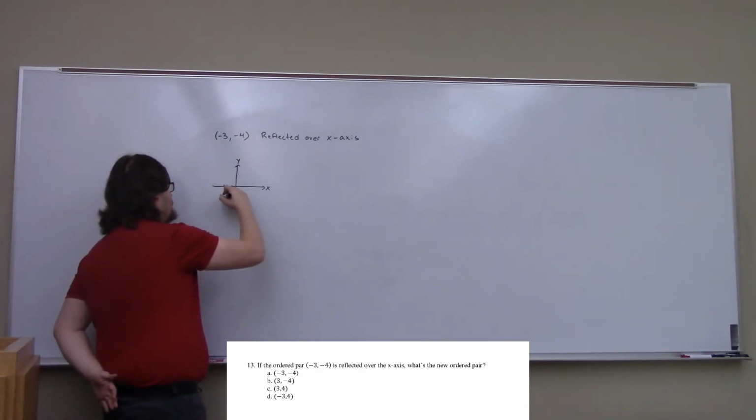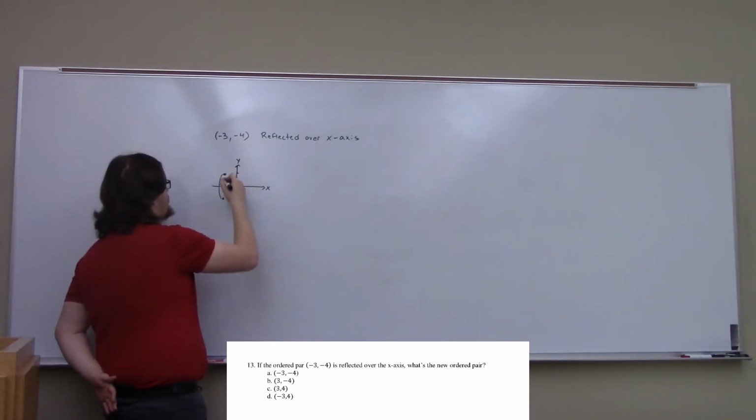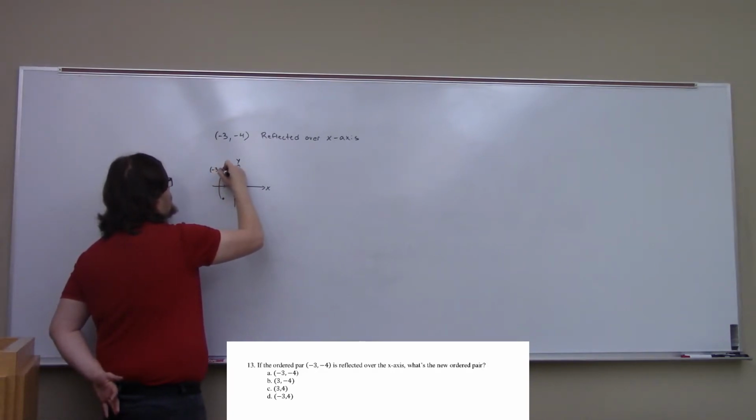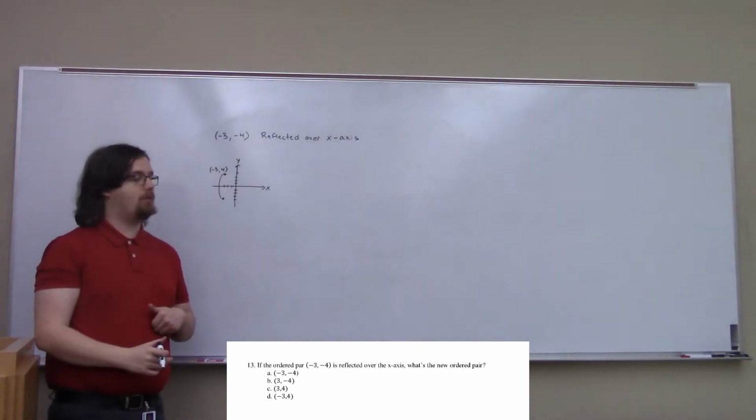So if we reflect it over the x-axis, we're just going to draw a line over here, and we're going to go up 1, 2, 3, 4, and this will be our point right here. And this point has the coordinates -3, +4. Very easy problem if you use the graph.